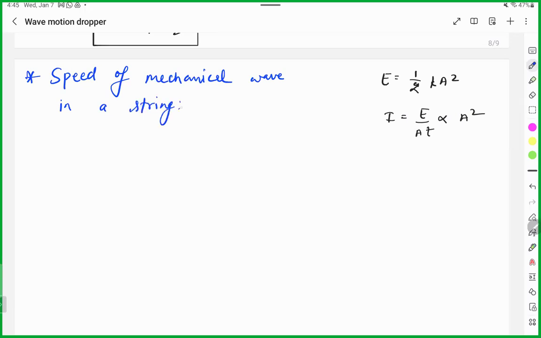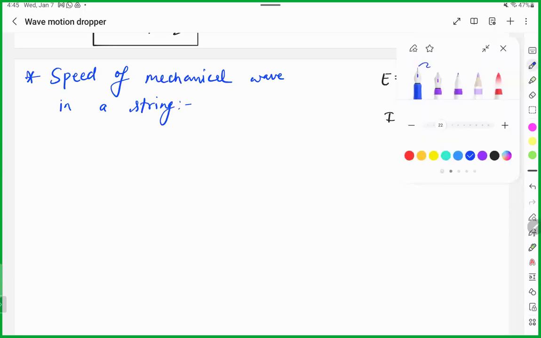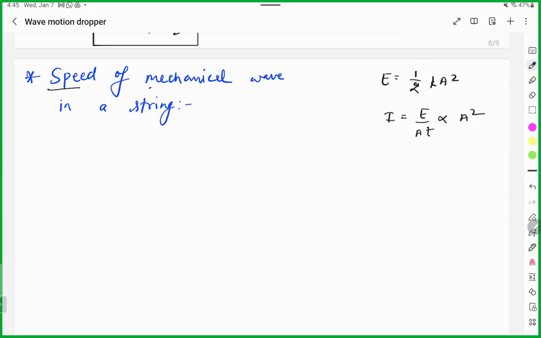Yes, sir. What is a mechanical wave? A wave which requires a medium to propagate. Yes, waves require a medium to propagate.